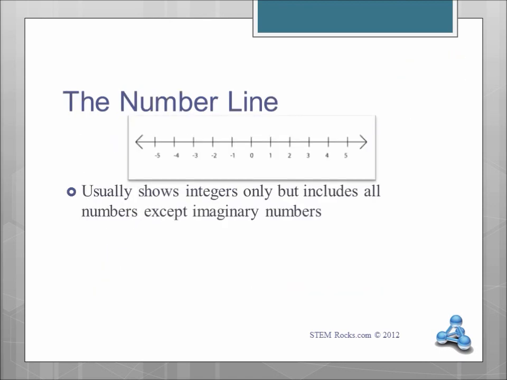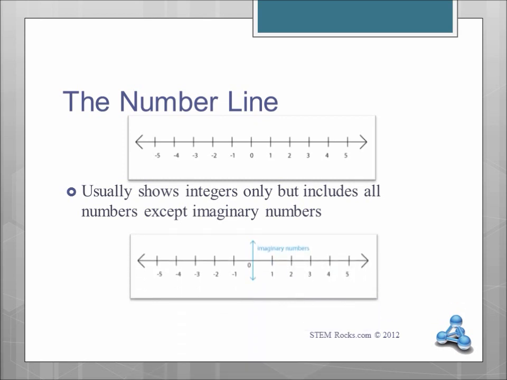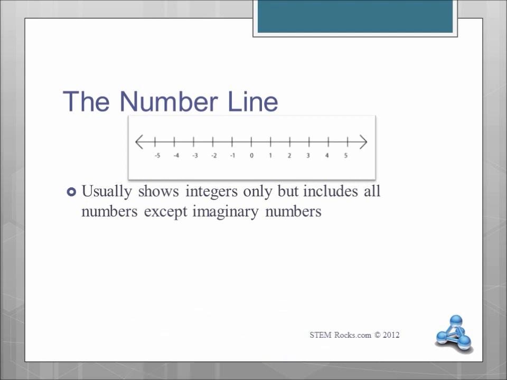The number line shows us positions of numbers. Usually, the number line is presented only with integers, but it includes all numbers, except for imaginary numbers, which kind of have their own number line, which intersects the regular number line at zero. That's just a little information for you.